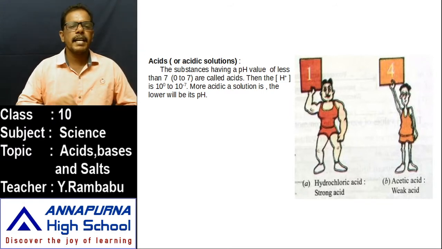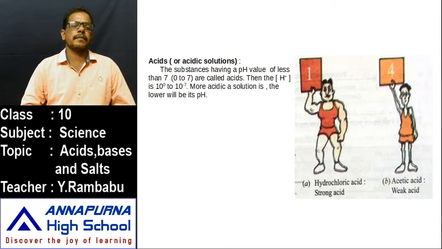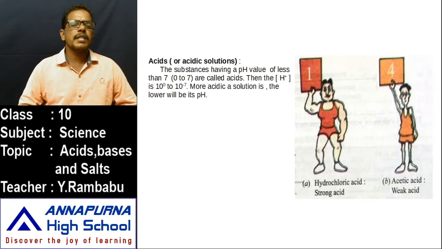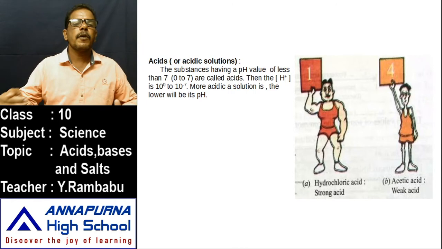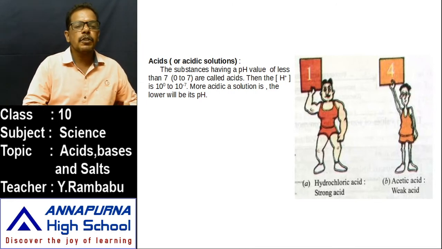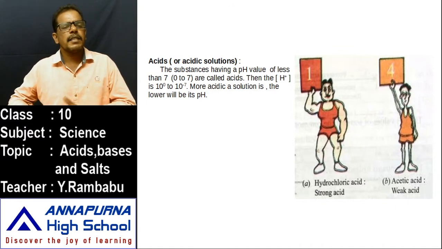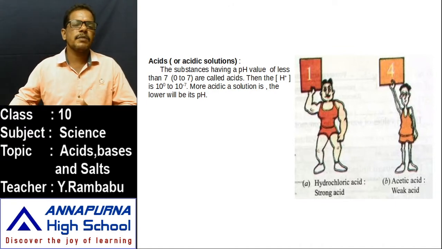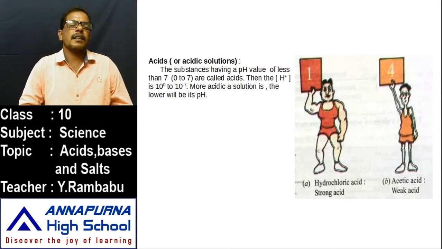Actually, the strength of an acid or base is expressed in terms of hydrogen ions concentration. pH value is 0 to 7 means hydrogen ions concentration is 10 to the power of 0 to 10 to the power of minus 7. Why? pH value is 0 means hydrogen ions concentration is 10 to the power of 0. In the same manner, if hydrogen ions concentration is 10 to the power of minus 7, pH value is 7. Like that, if hydrogen ions concentration is 10 to the power of 0 to 10 to the power of minus 7, means pH value is 0 to 7, that are called acids.